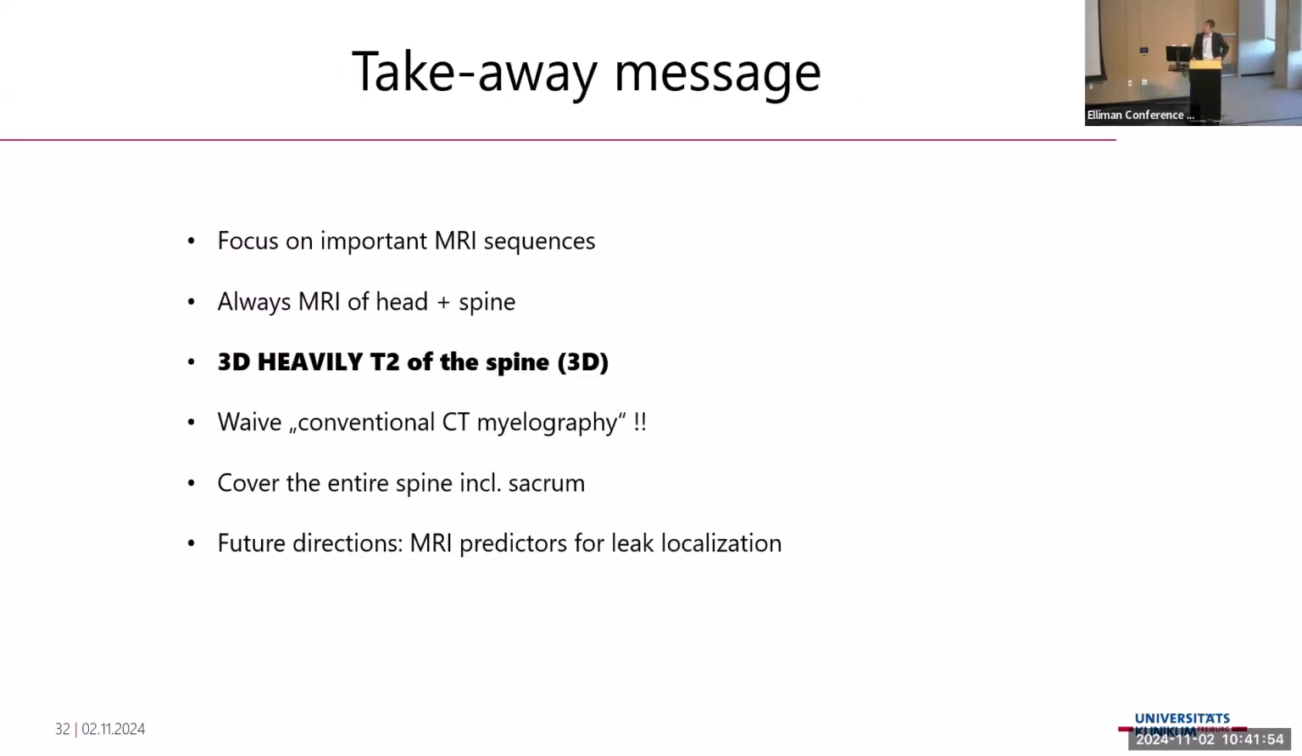So my take-home message is, I think it's important to focus on the most important MRI sequences, because this will help to more quickly make the diagnosis of SIH. You should always perform an MRI of the head and the spine. And I guess the 3D heavily T2 image of the spine is the most important one, because you can waive the conventional CT myelography. Don't forget to cover the entire spine, including the sacrum.